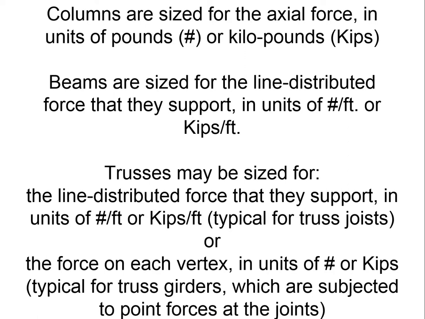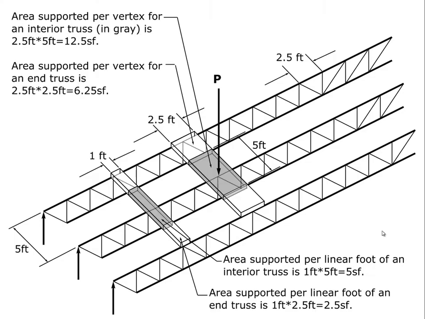Or sometimes they're sized, depending on the analysis procedure that we use, for the force on each vertex. So you can imagine that the vertex of the truss is handled more like a column, and that we find the total load that's associated with that vertex in units of pounds or kips. And that would be typically the way we would do it for truss girders, because truss girders will have other joists or other trusses that land on their vertices. So there'll be discrete forces, whereas the decking that rests on truss joists tends to be uniformly distributed along the length of the joist. Now, I'm flying through all that really fast. We will come back to it to make it more clear.